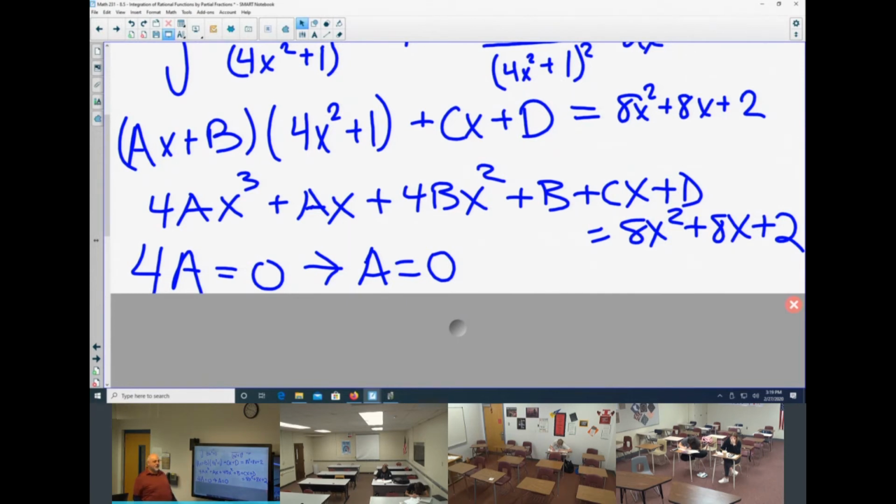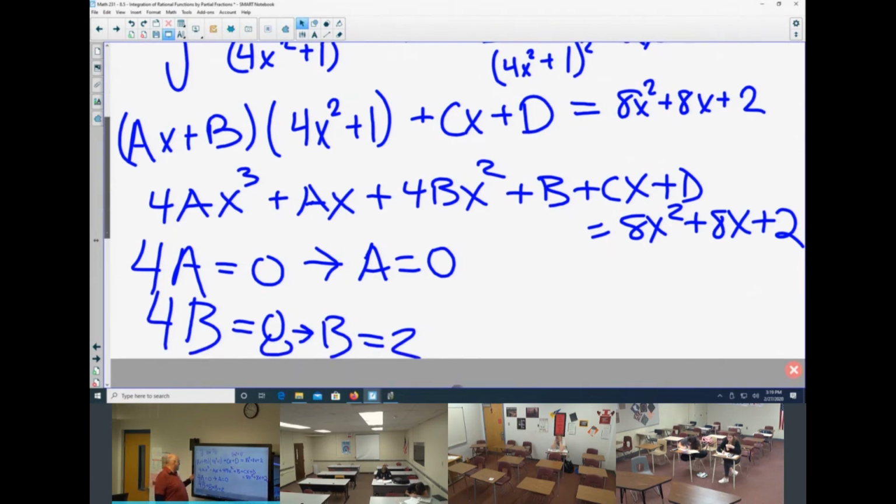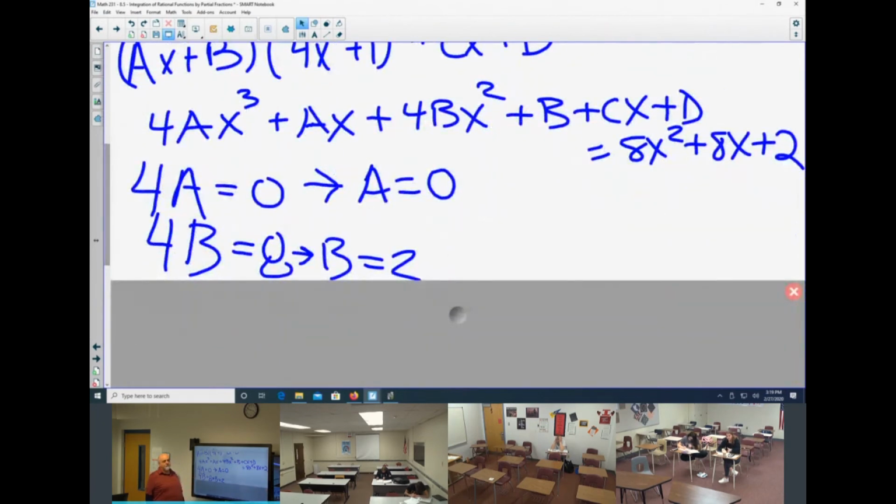So set the x squared terms equal to each other. Is it still me? Yep, B is equal to 2. Right, so you get 4b x squared equals 8x squared. So if 4b equals 8, then that means b is equal to 2. All right, and now the x terms. Still you, Aiden. I'm going to let you finish this out.